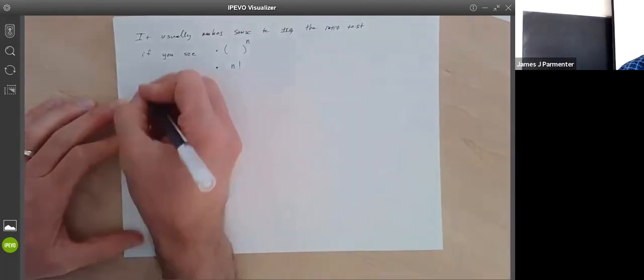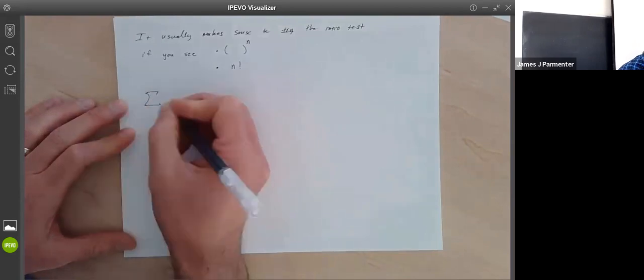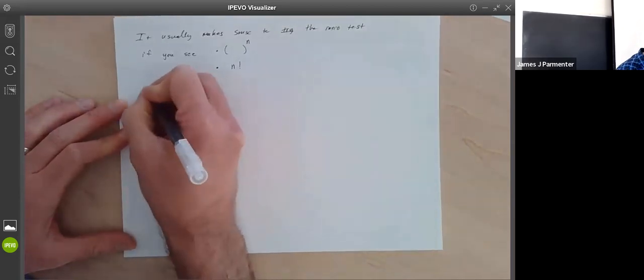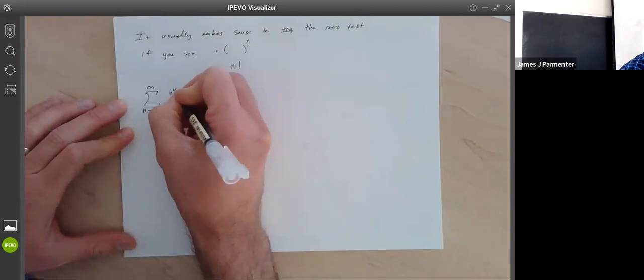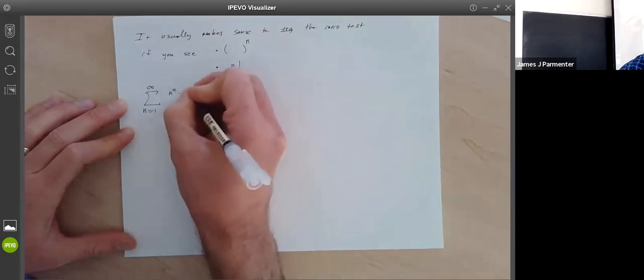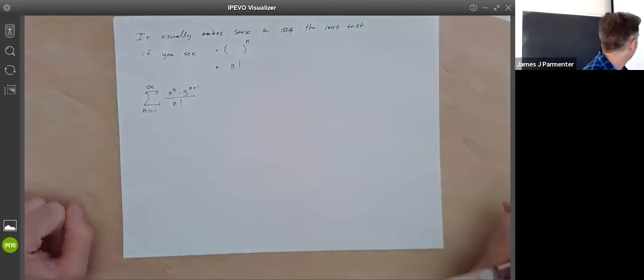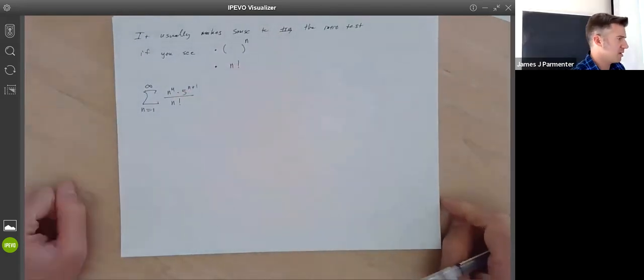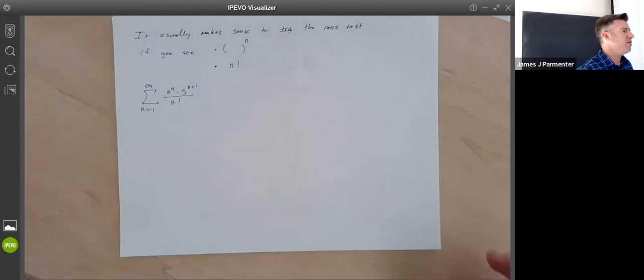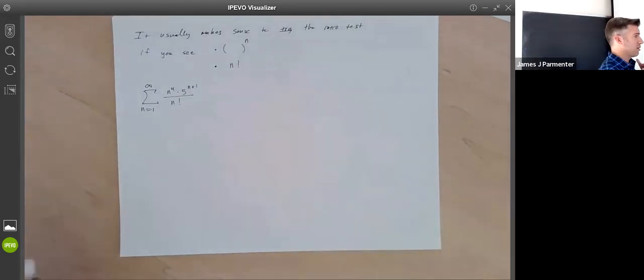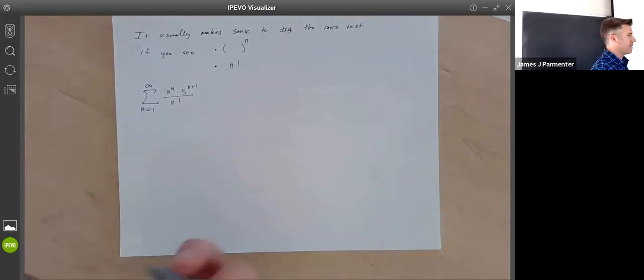So let's look at the following example. Let's look at the sum from n equals 1 to infinity of n to the 4th times 5 to the n plus 1 over n factorial. So all the signs say we should use the ratio test, especially the factorial. There are not a lot of other tests that work well on a factorial. So if you see a factorial, the ratio test is usually what we are hoping works, because other things just don't work that well.